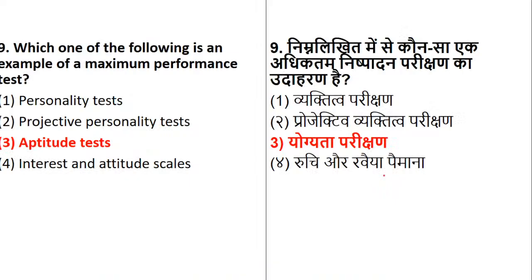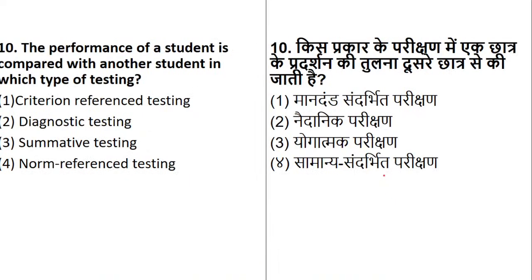Now let's go to question number 10. The performance of a student in comparison with another student. We have done this yesterday also. The performance of a student in comparison with another student is called criterion reference testing, diagnostic, summative or norm reference testing. So which of the following is the correct answer?